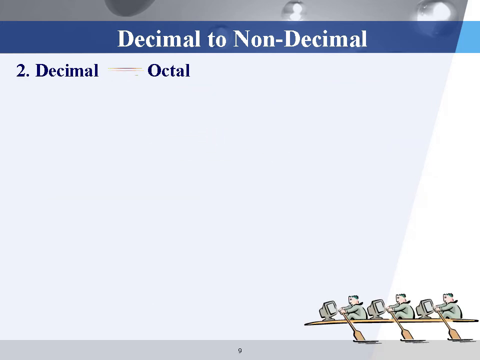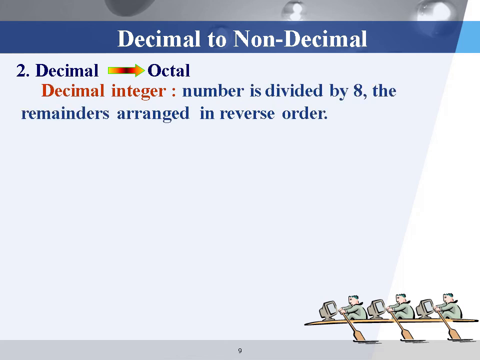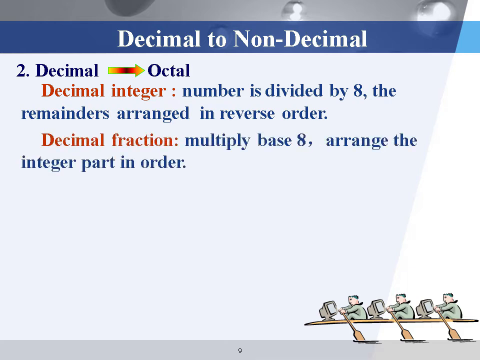Converting from decimal to octal is quite similar to the approach we use to convert from decimal to binary. What we need to do is just change the base. So for the integer part, the number will be divided by 8, not by 2, because the base is 8 in octal. And then we use the same approach to arrange the remainders. For the fractional part, we multiply by 8, and then we arrange the integer parts in the same order.